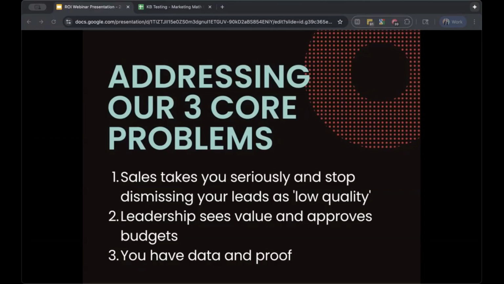And then leadership and key stakeholders start to see the value because you're giving them a dollar value. And then they start to approve budgets. And instead of asking, why are we spending $5,000 on ads? It becomes, wait, you're generating K in pipeline for K a month. So that 6x return. What happens if we double it? You can stop feeling like you're guessing because you have the data, you have the proof.